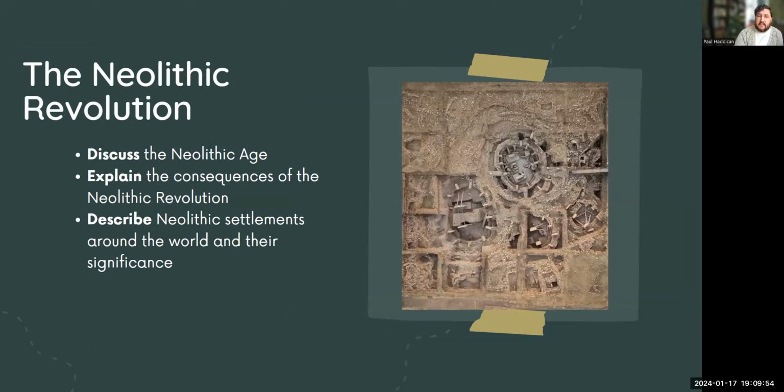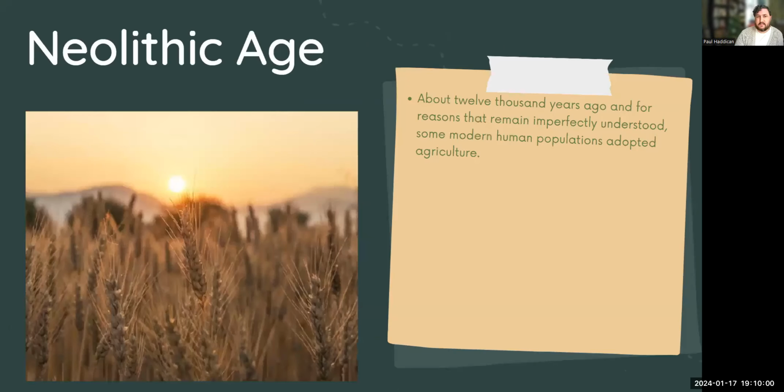The Neolithic Revolution. So discuss the Neolithic age, explain the consequences of the Neolithic Revolution, and describe Neolithic settlements around the world and their significance. So the Neolithic age happens about 12,000 years ago. So very far after. We're in the Paleolithic age for a majority of the timeline of prehistory. And then we finally hit the Neolithic age pretty much right before civilization starts.